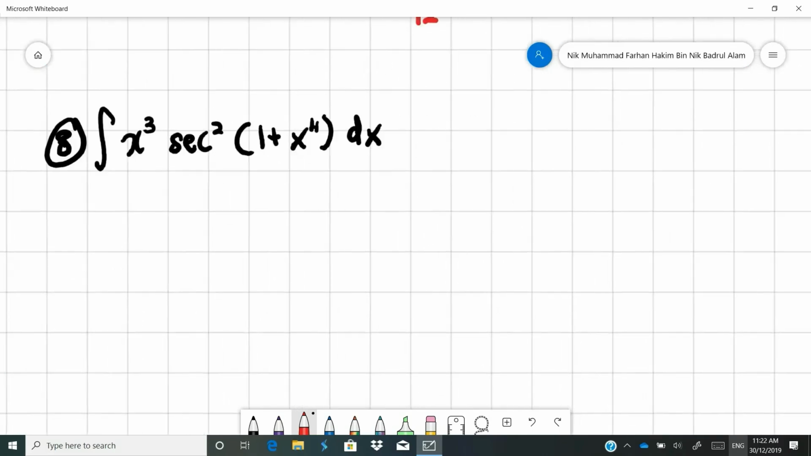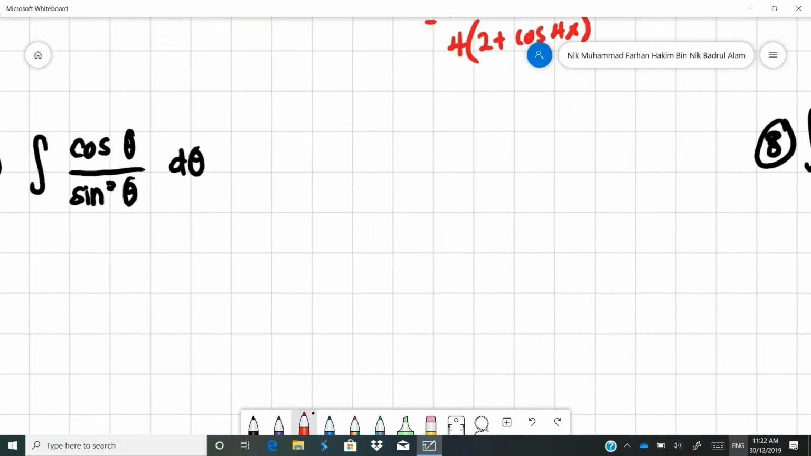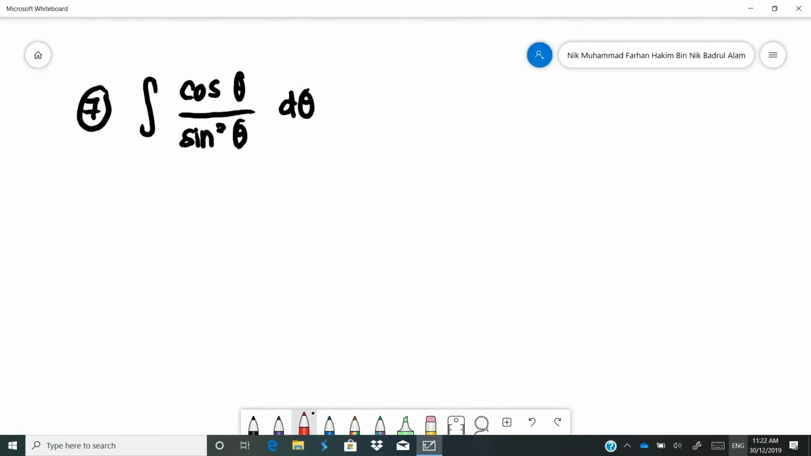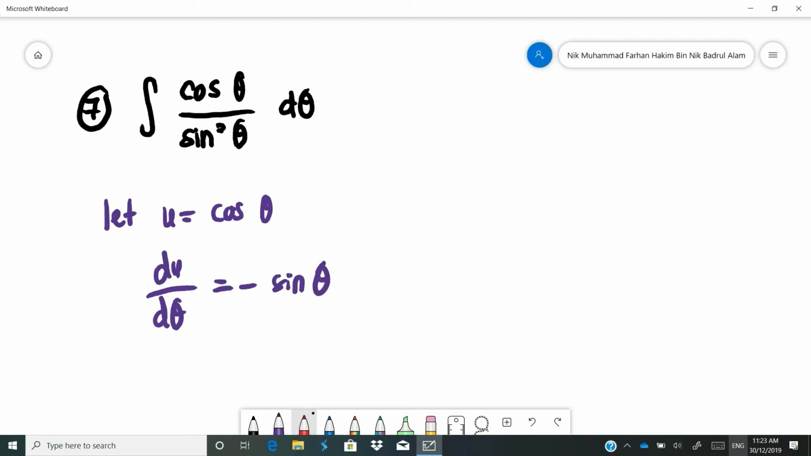Alright, so let's proceed to the next example. In this case, you're sometimes confused about which one is going to be let as u. Maybe you can try cos theta. Of course, du over d theta, you get negative sine theta. But are you going to be able to substitute that one? I mean, cancel sine theta.